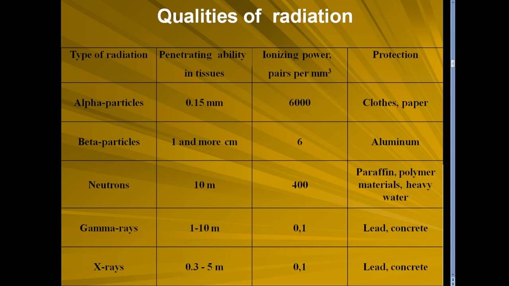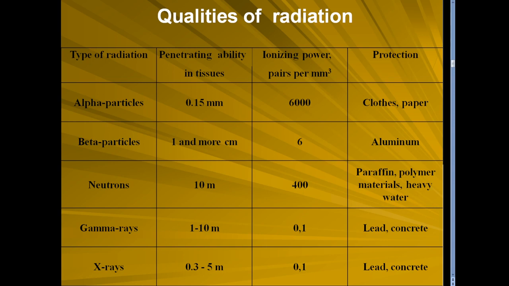Beta particles also have small penetrative ability and very low ionizing ability, compared with alpha particles, which have high ionizing ability: 6,000 pairs of ions in 1 cubic millimeter of tissue or air. Beta particles produce only 6 pairs of ions. Electronic beta decay is a characteristic of the transformations of natural and artificial radionuclides. With this decay scheme, beta radiation is a stream of electrons.